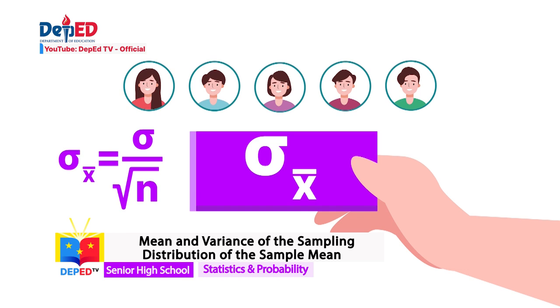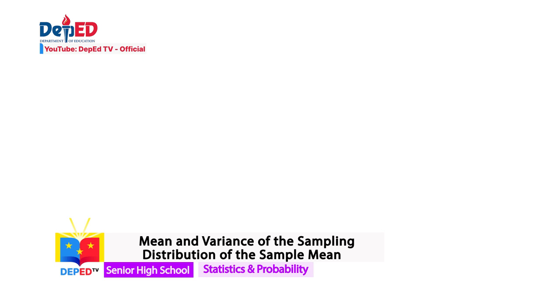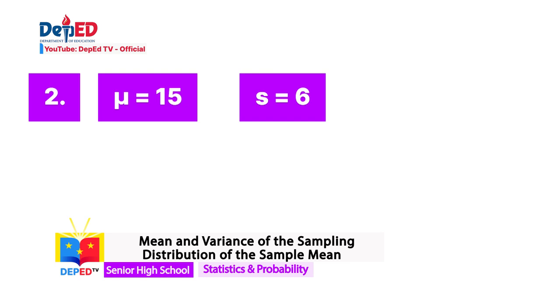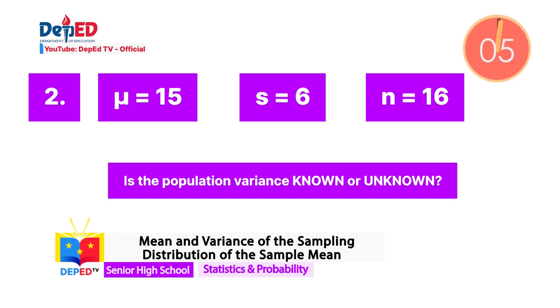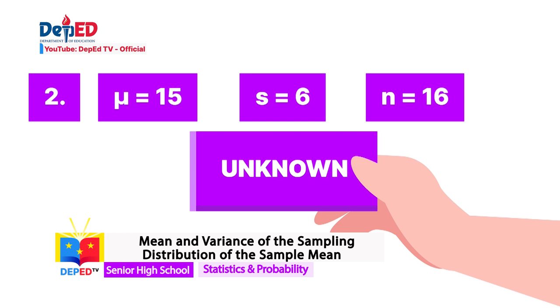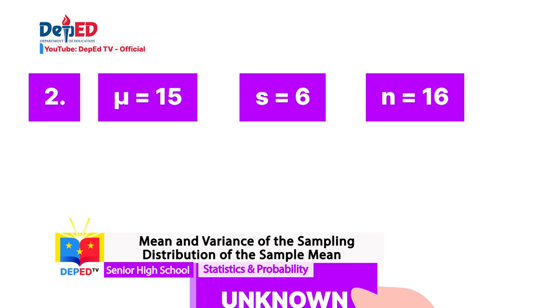Let's have our second example. Given the population mean of 15, the standard deviation of 6, and the sample of 16, is the population variance known or unknown? If your answer is unknown, then your answer is correct. The population variance is unknown. The given values are the population mean, the sample standard deviation, and the sample size. In this case, we can use the given formula for the standard error of the mean.